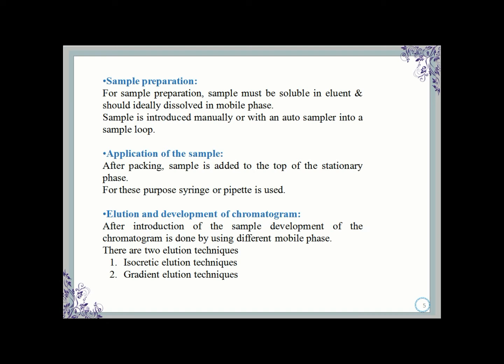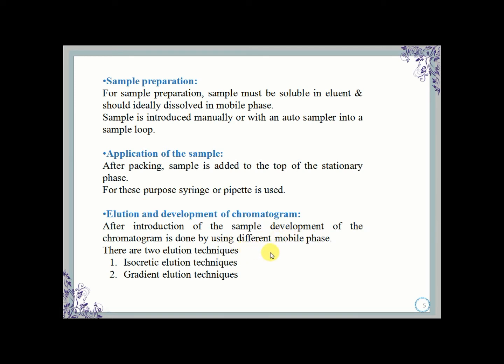In isocratic elution, the solvent with the same composition is used throughout the process. The same strength of acid or alkali or buffer is used. In gradient elution, initially a less acidic or basic mobile phase is used, and then the acidity or basicity is increased at regular intervals of time.